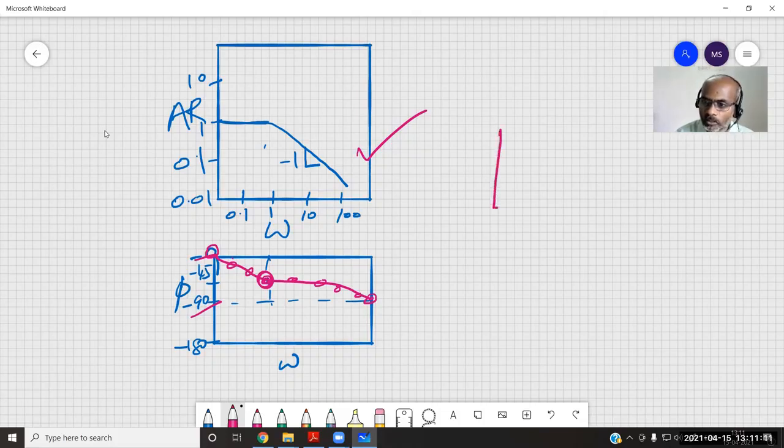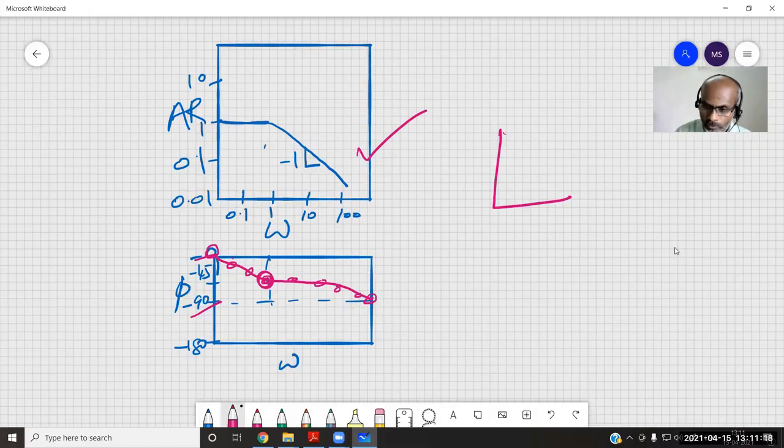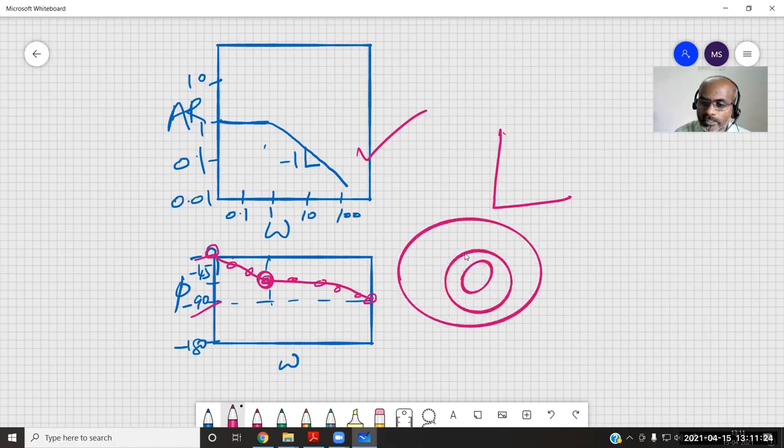The Nyquist plot is a polar plot. A polar plot will have circles, and we mark the variation of omega in the same way as in the Bode plot.